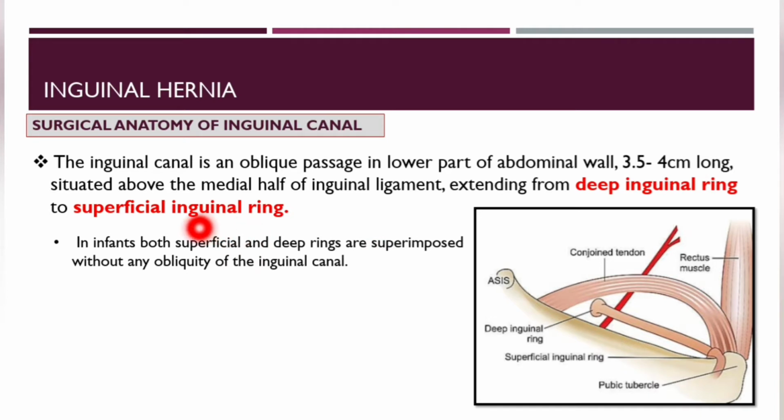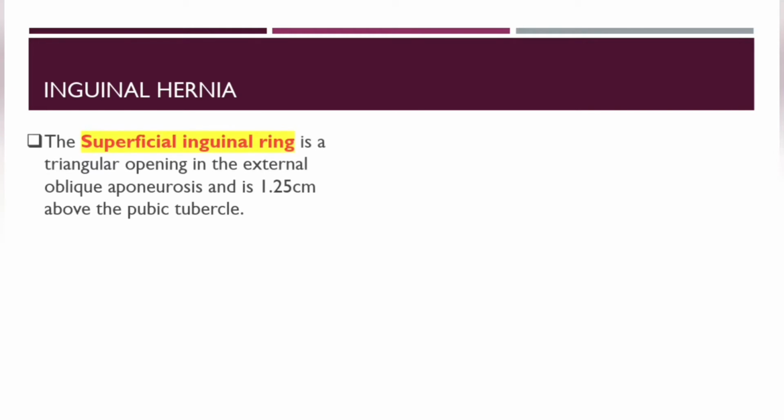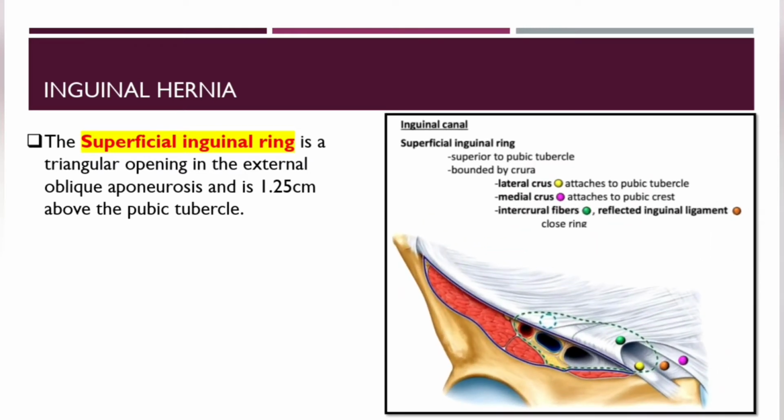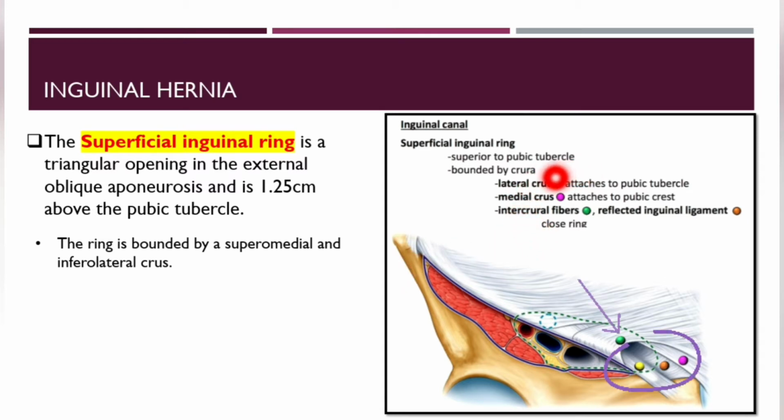So let's look at the superficial inguinal ring and deep inguinal ring individually. The superficial inguinal ring is a triangular opening in the external oblique aponeurosis and is 1.25 centimeters above the pubic tubercle. You can see it here. What are the borders? The ring is bounded by a superomedial and inferolateral crus. You can see lateral and medial crus, back there in yellow and here in pink.